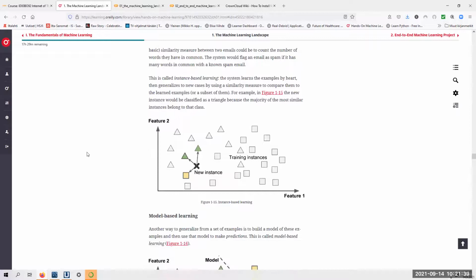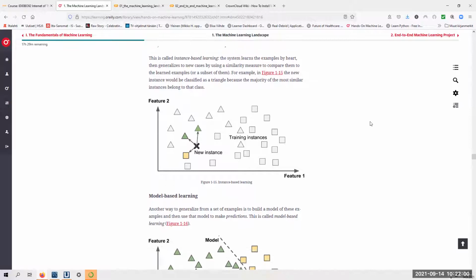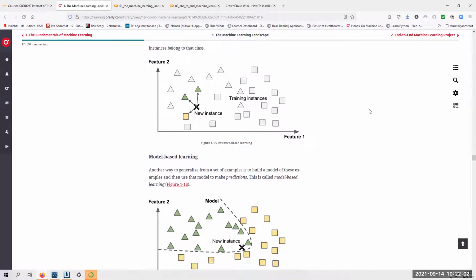In here, for example, the new instance would be classified as a triangle, because the majority of the most similar instances belong to that class. And these are training instances which are already in the set, and then you add a new one and compare it to the original ones.